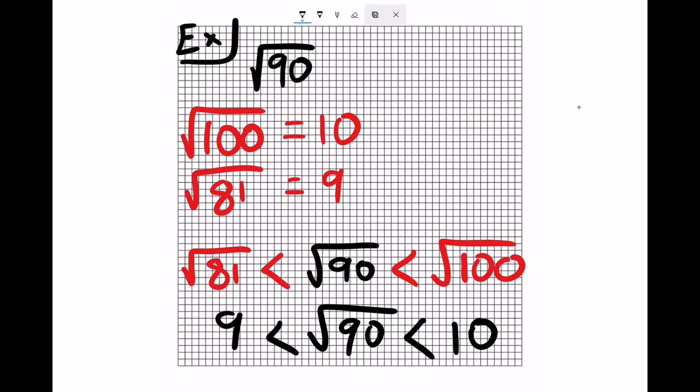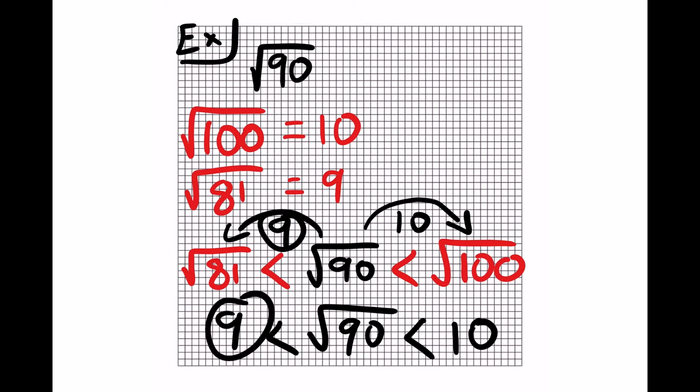And just like we did with the previous example, find the difference between 90 and 81 by subtracting. 90 minus 81 is 9. 100 minus 90 is 10. This one is closer to the middle compared to the other example, but this is a smaller difference no less, meaning that the square root of 90 is going to be approximately 9. Let's do one final example.